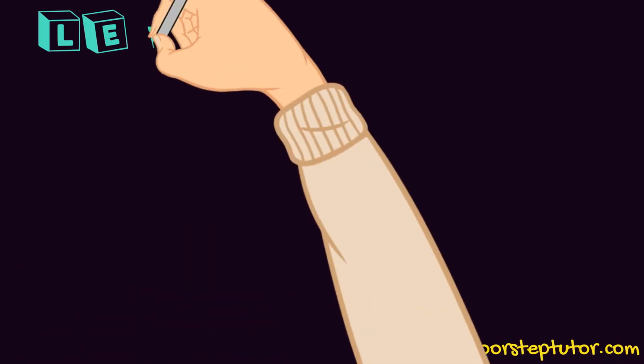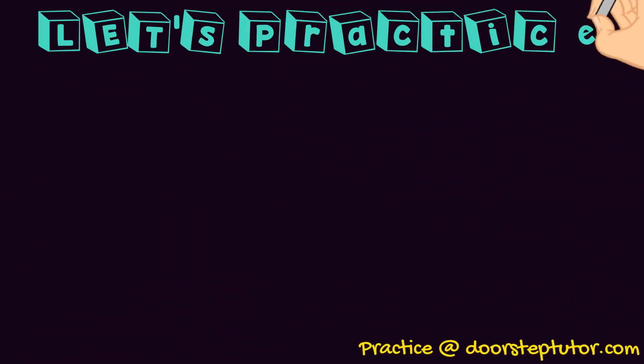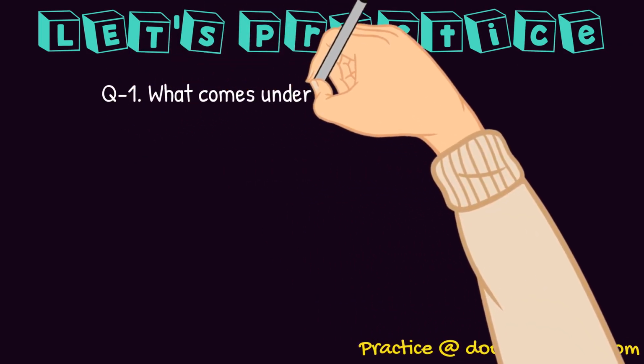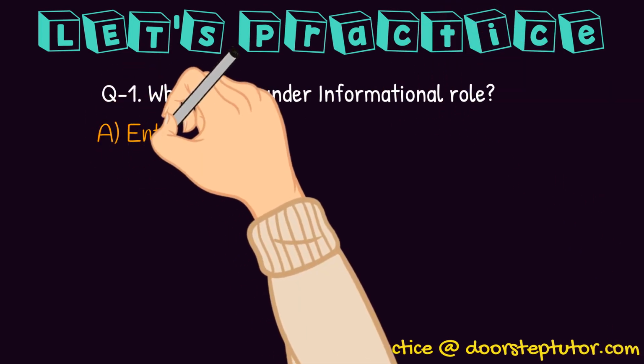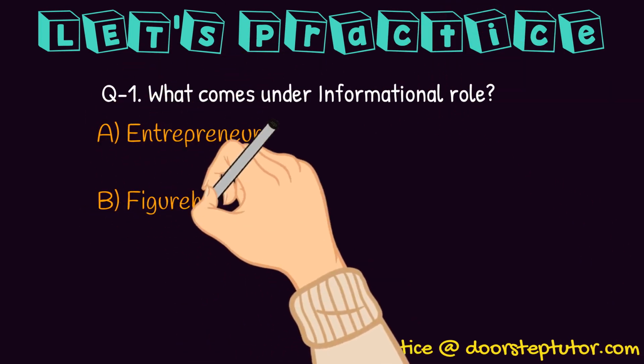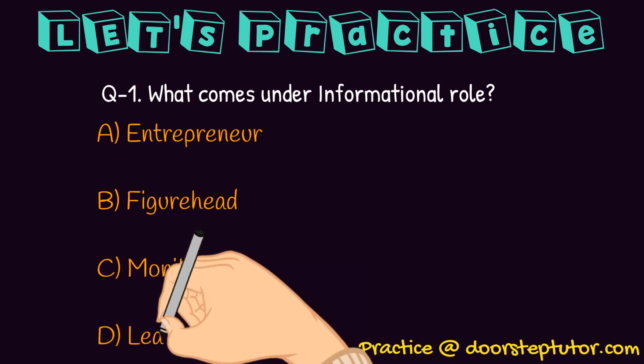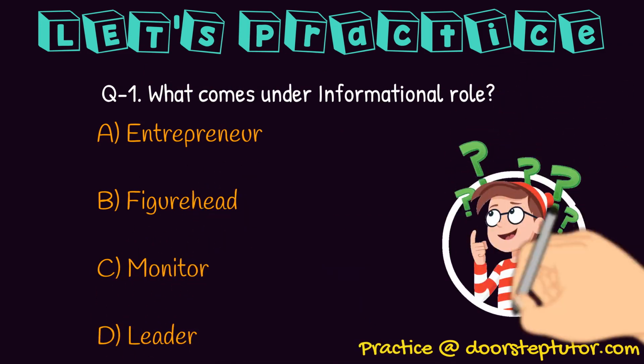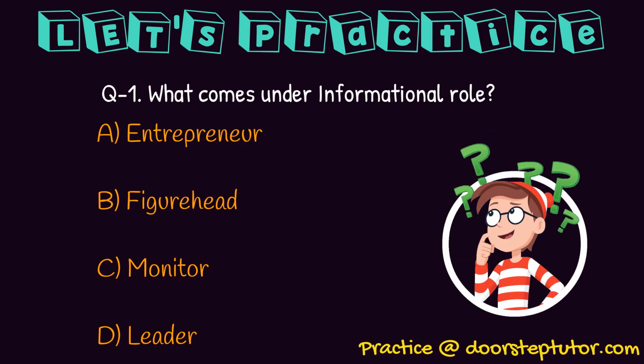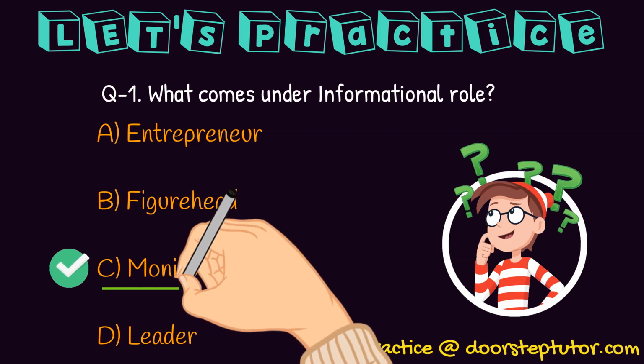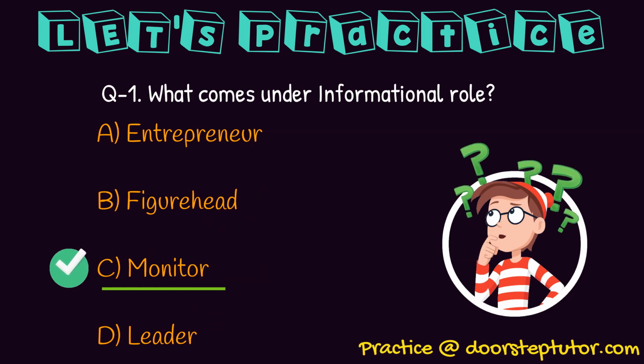Then let us now practice certain questions which are important from a knowledge point of view. See, what comes under informational role: entrepreneur, figurehead, monitor, or leader. So, informational is basically informing various activities of the organization. So, monitoring is a thing which is actually a part of informing, informing either the media or the general public or the employees itself, right?